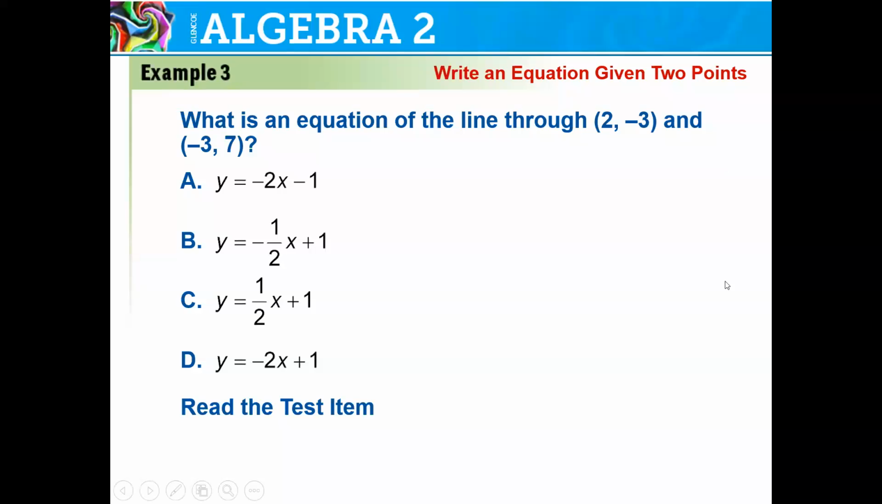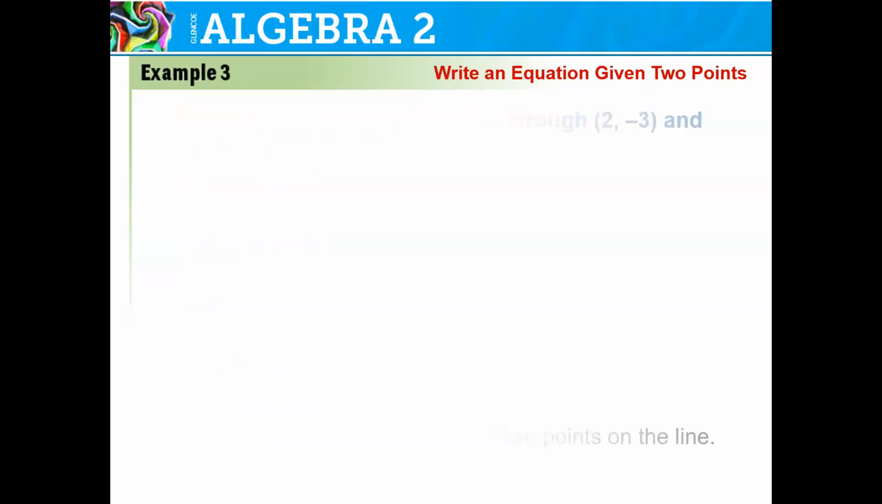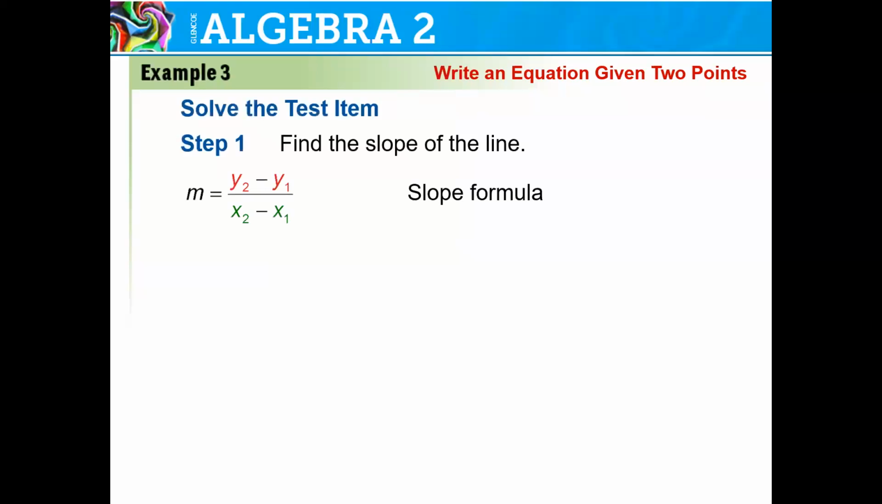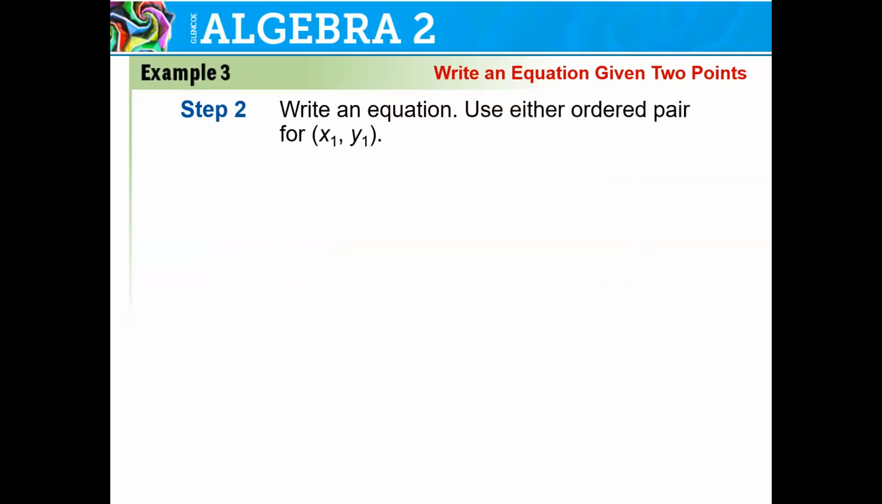Okay, the book's going to walk you through it as well. Given 2 coordinates on 2 points of the line, first up, find the slope. We ran through all of that, and we found that our slope is -2. So that eliminates choices B and C. We're down to A and D at this point.